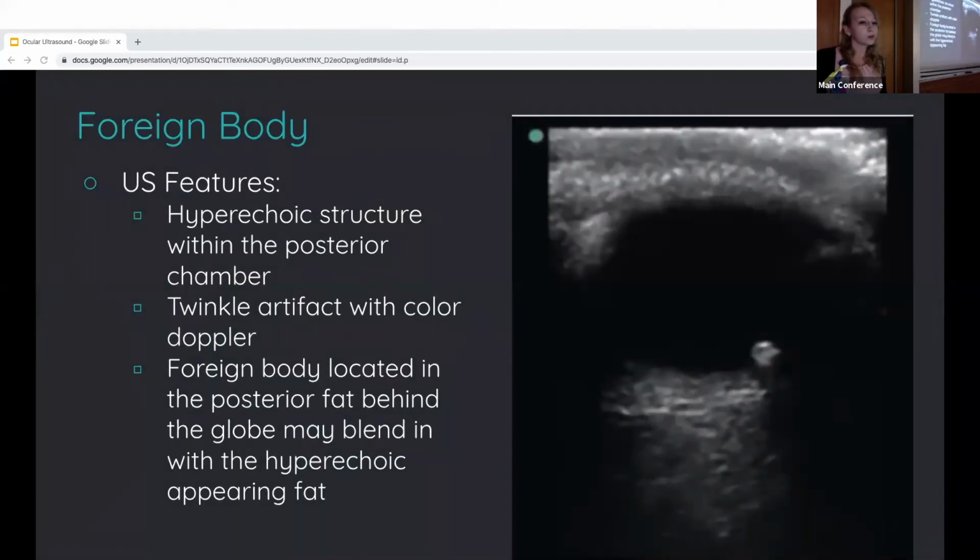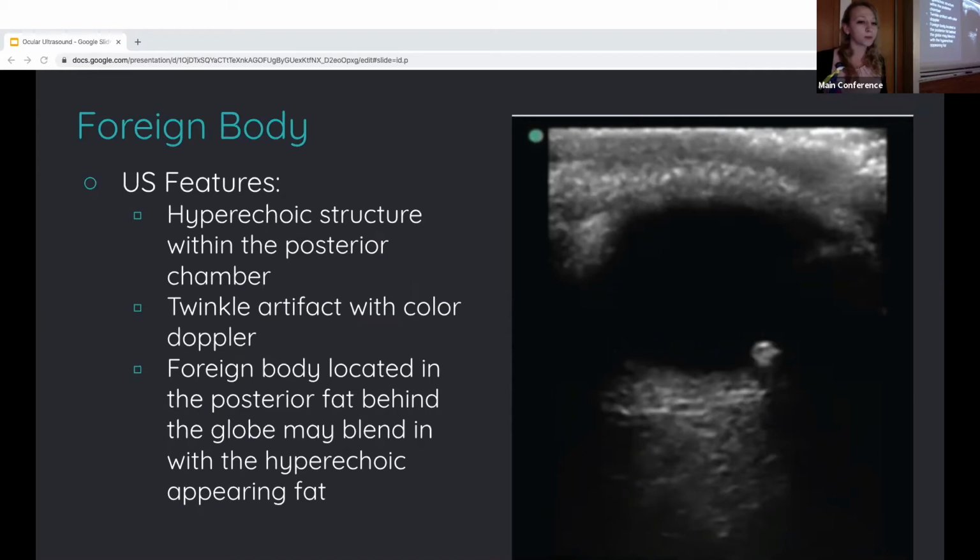Another thing you can determine is a foreign body. Patients will usually complain that they feel there's a foreign body. Sometimes you may even be able to see parts of the foreign body, or you get a history that they were welding something or something else happened and a piece of something broke off. You'll be able to see a hyperechoic structure in the posterior chamber, and it'll show a twinkle artifact if you use Doppler.